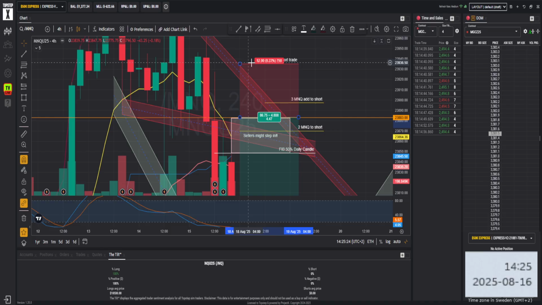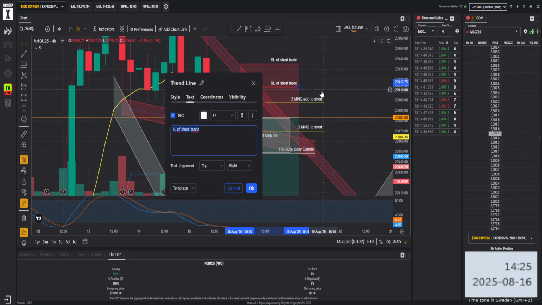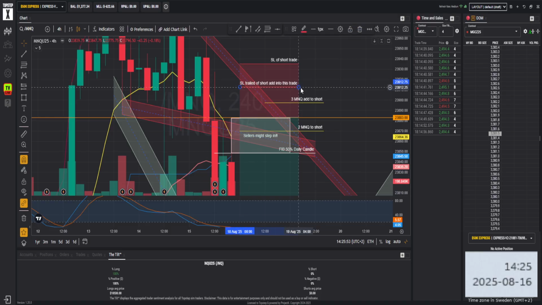And we're going to trail. If this is the case, we need to trail our stop loss. We don't want the price to move above this channel by very much. So we will trail stop loss, trail of shorts, add into this trade. If that makes sense, I don't know.